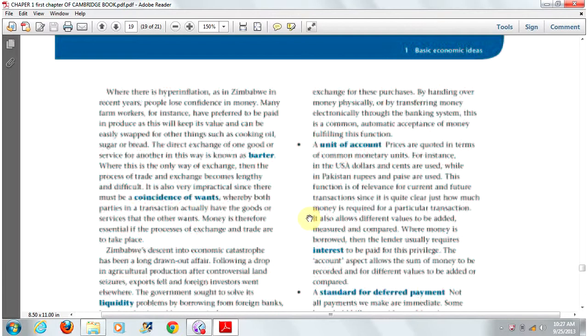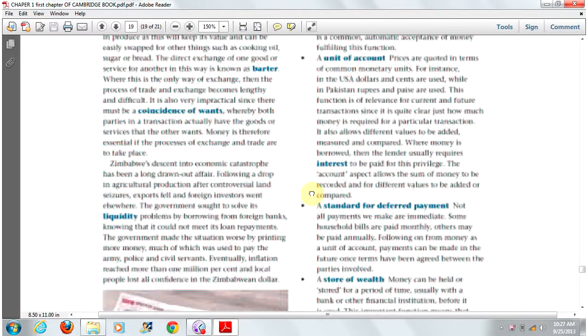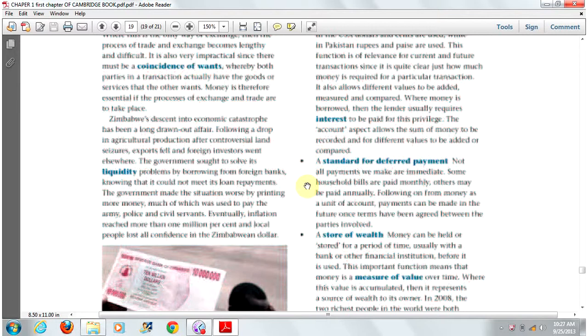C. A standard for deferred payment. Not all payments we make are immediate. Some household bills are paid monthly, others may be paid annually. Following on from money as a unit of account, payments can be made in the future once terms have been agreed between the parties involved. D. A store of wealth. Money can be held or stored for a period of time.